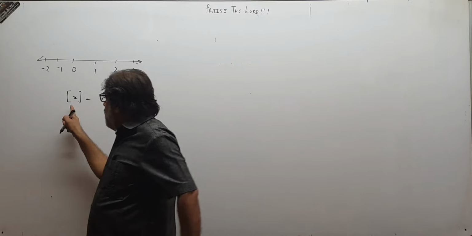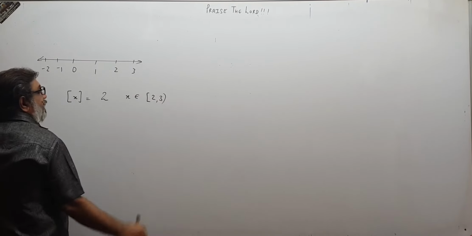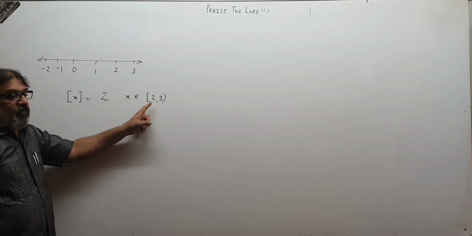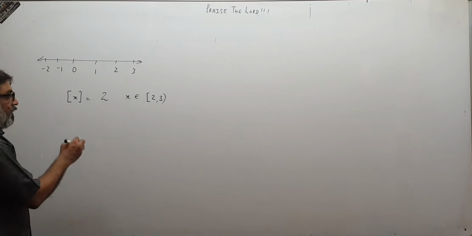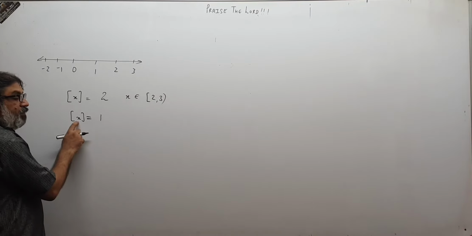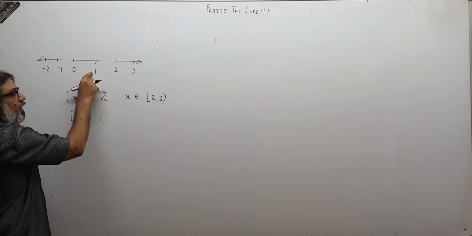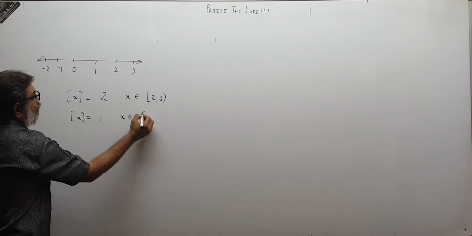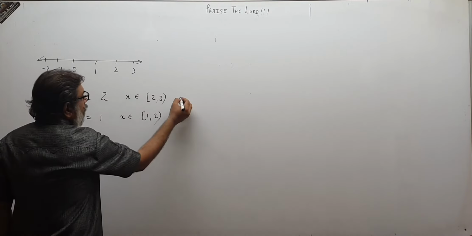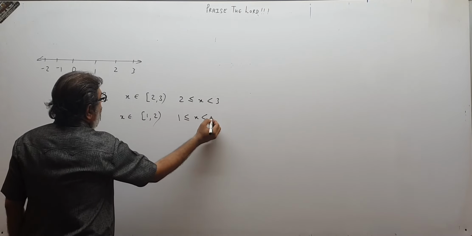So if integer part of x is 2, then x will belong to 2 to 3. Do you understand this point? X can be any number from here. All these numbers will have integer part 2. If I say integer part of x is 1, what are those numbers whose integer part is 1? All these numbers, including 1 but not 2. So I will write x belongs to 1 to 2. Or I can say 2 less than equal to x less than 3. Here I can say 1 less than equal to x less than 2.